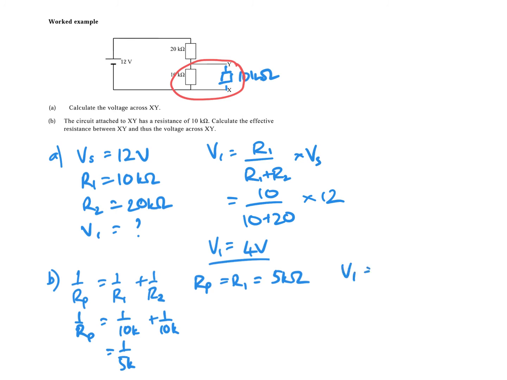So V1 equals R1 over R1 plus R2 times Vs equals 5 over 5 plus 20. So the new voltage between X and Y will be 2.4 volts.